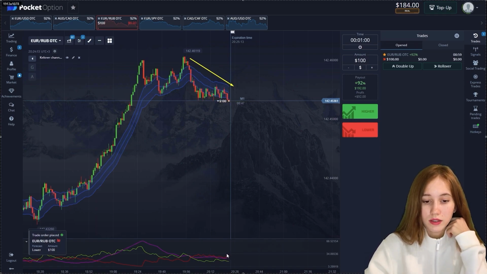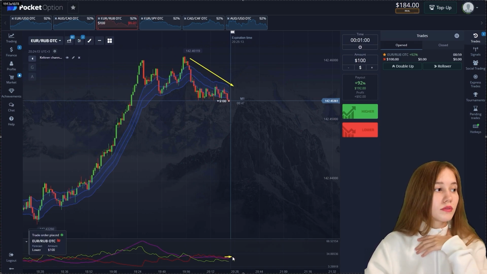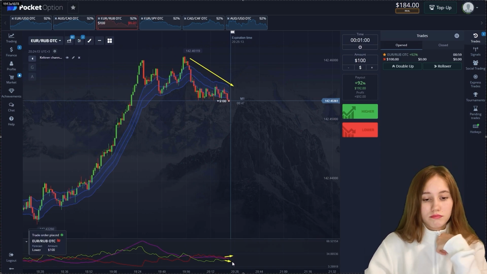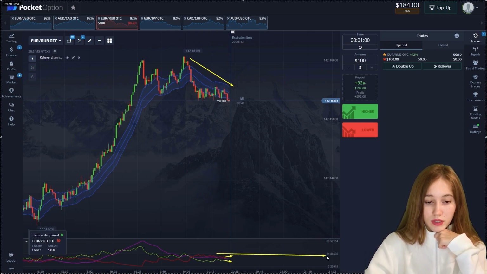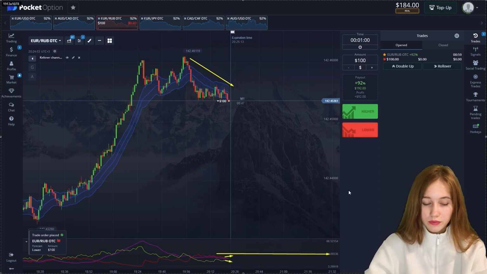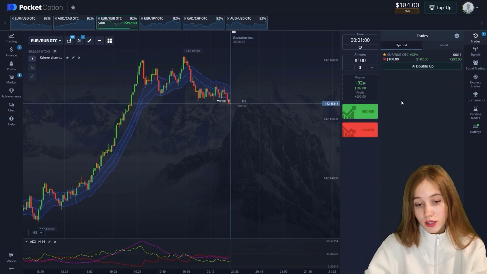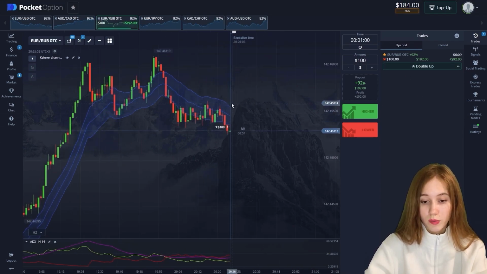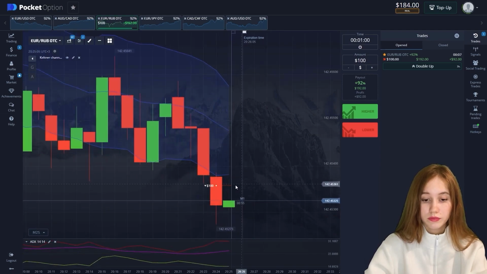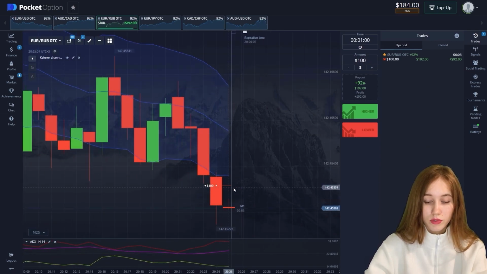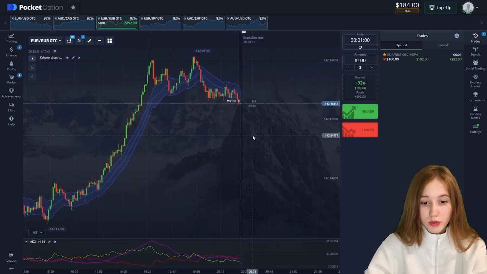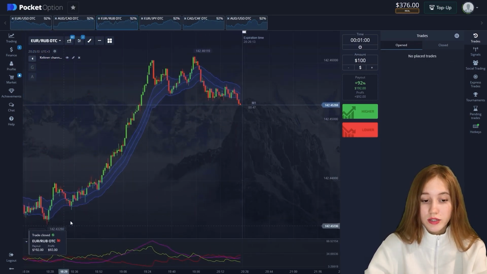Red line is in the growth position. Intensity is very low. 10 seconds left until the end of our deal. At this moment, let's see to make it more clear. 2 seconds. Plus deal. Profit is $92. And the chart continues to go down.